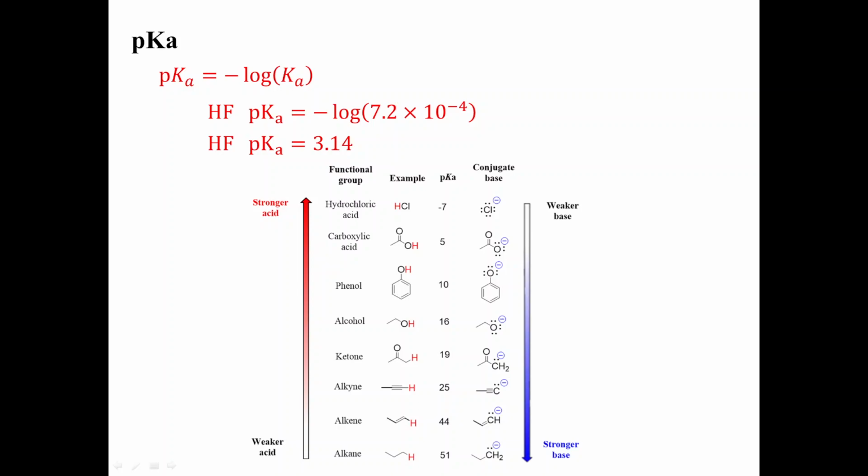As we go down to lower and lower pKa values, that means we have stronger and stronger acids. As our pKa value goes higher, we have a weaker acid. And the inverse is true for the conjugate bases. If we have a really low pKa value and we're using the conjugate base, it's going to be a really weak base. If we have a really high pKa value and we're looking at the conjugate base, it's going to be a very strong base.